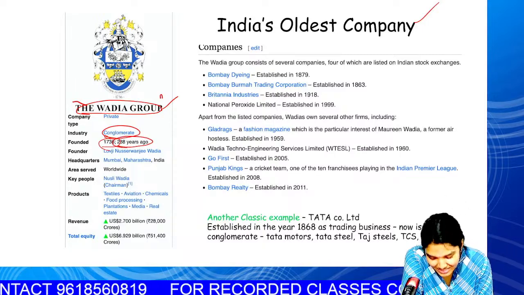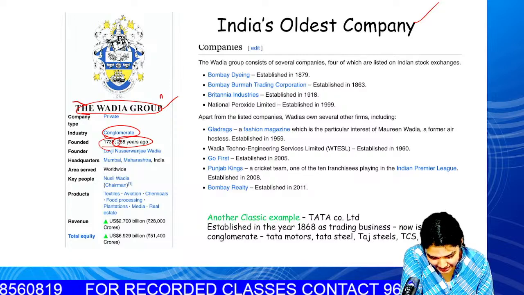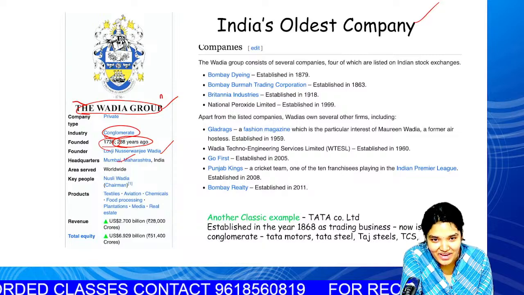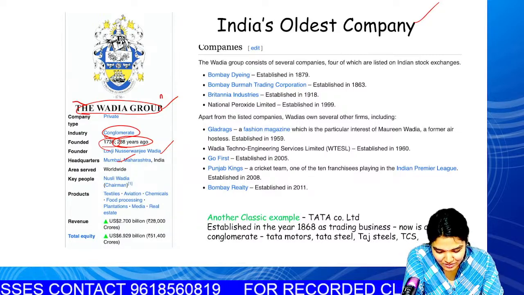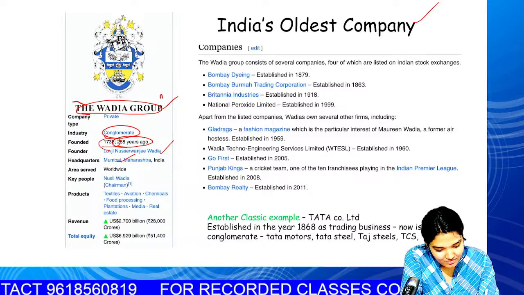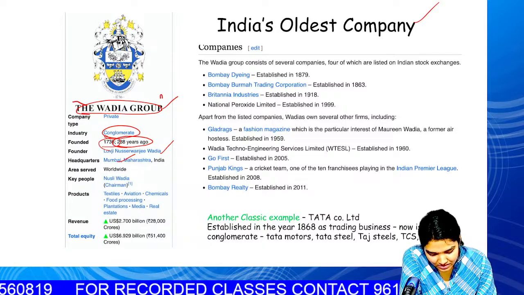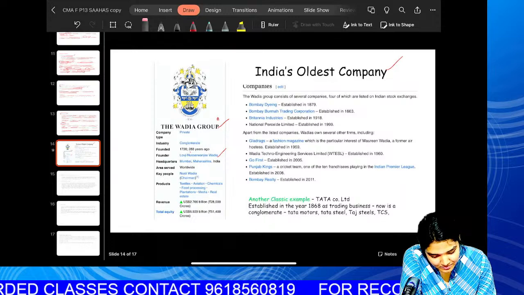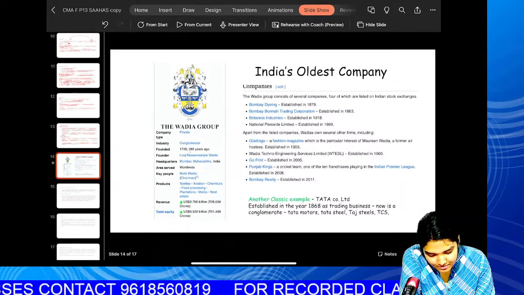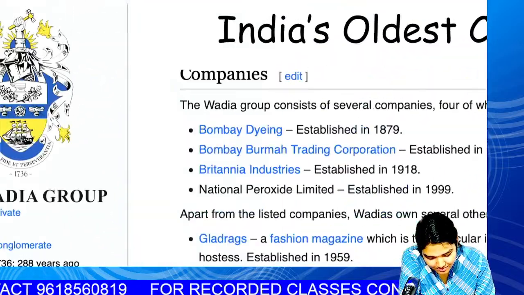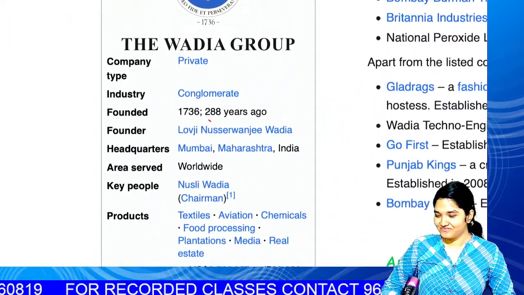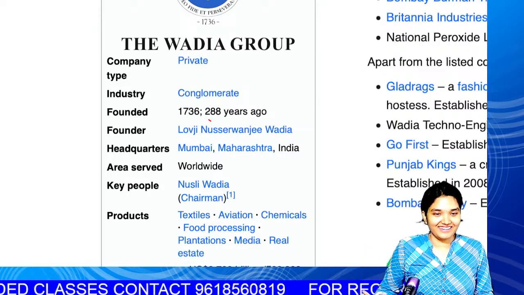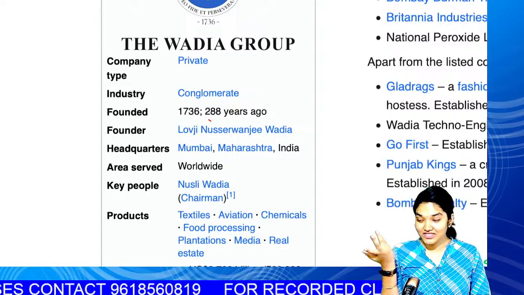So it has been operating for 288 years, and the founder is Wadia. I'm not going to read his name because it's complicated. The headquarters is in Mumbai. So Ganesh, if you don't mind, read out that name for me. Not able to see. Wait, I'll just zoom it for you. The name of the founder. Lovji Nusserwanji Wadia. Different name. We should not make fun of him because he has established such a big organization.